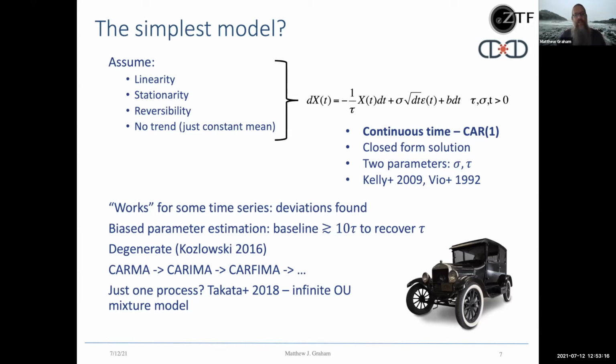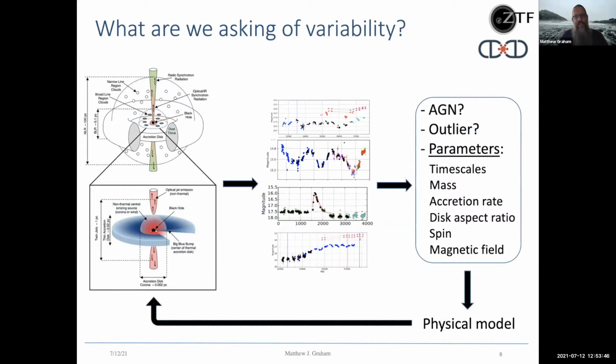which introduce more complexity. So you go from CARMA to CARIMA to CARFIMA. That's favored by Eric Feigelson, for example. And we just use a single process to describe an AGN, whereas there may be multiple autoregressive processes going on, and you can take that to the extreme limit. Have a look at the paper by Takata from 2018, where they consider an infinite OU mixture model. So it's a good descriptor, but it's probably not what we want to be doing. Particularly as we are asking physical questions of our variability, we want our models to actually have something more than just purely descriptive power or to be a reasonable fit.